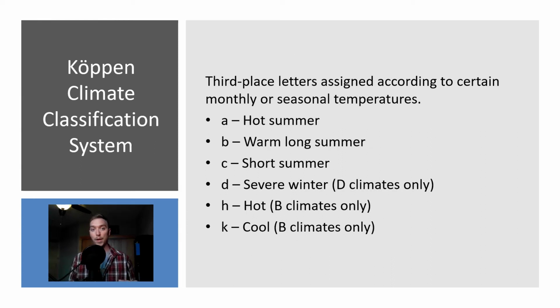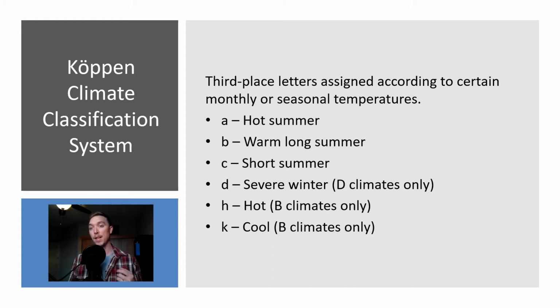The third place letter is assigned according to certain monthly or seasonal temperatures. These are A, B, C, D, H, and K, where H and K are only in B climates, and D is only in D climates. A is for hot summer, where the warmest month is greater than or equal to 22 degrees Celsius.